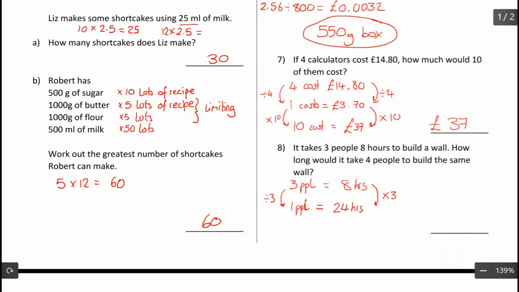So that would take 24 hours just for 1 person. For 4 people, then times by 4. So times the number of people by 4, so we would divide the amount of time by 4, and that would give us 6 hours.